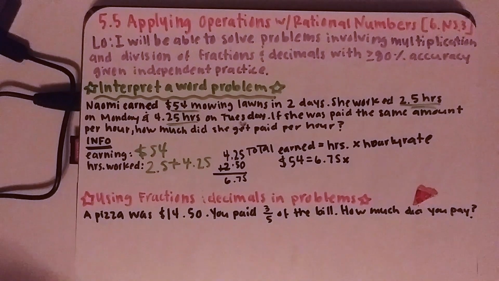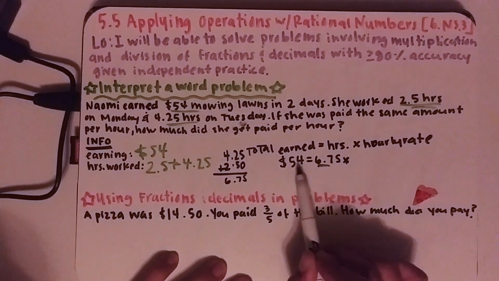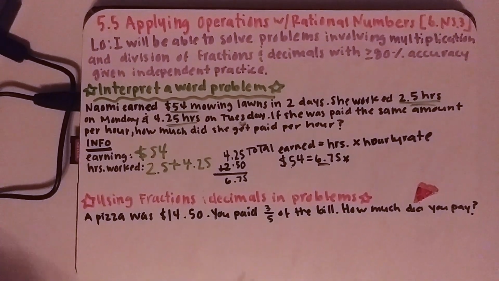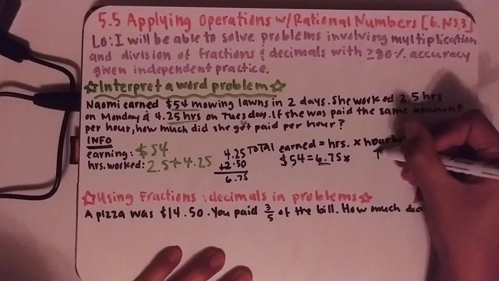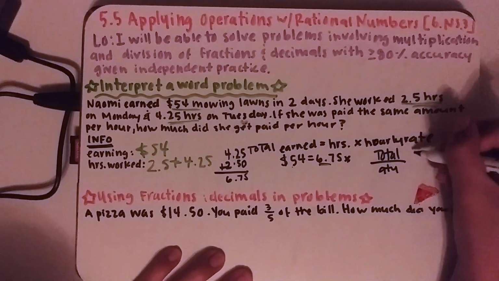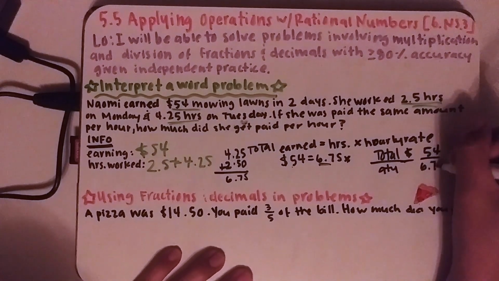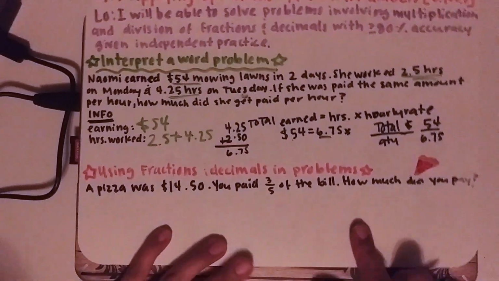So the question is, okay, what do I do now? That means this number times that is going to give me that. So for unit rate we do total divided by quantity. In this case it's total money, so that's 54, and I'm going to divide that by 6 hours and 75 hundredths of an hour. So let me do this right here.